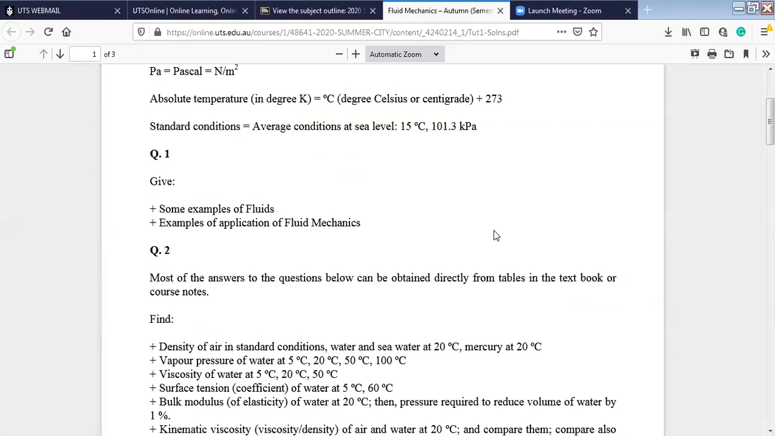We will start from question 2. Question 2 will help you understand more about fluid mechanics properties and how to find properties using a table or figure. Question 2 in tutorial 1.